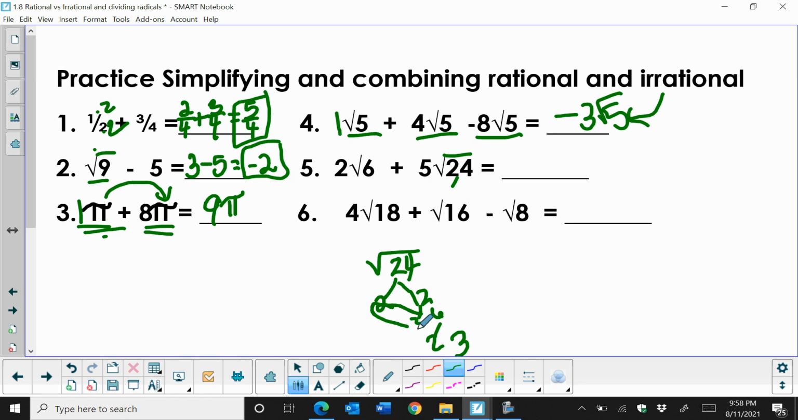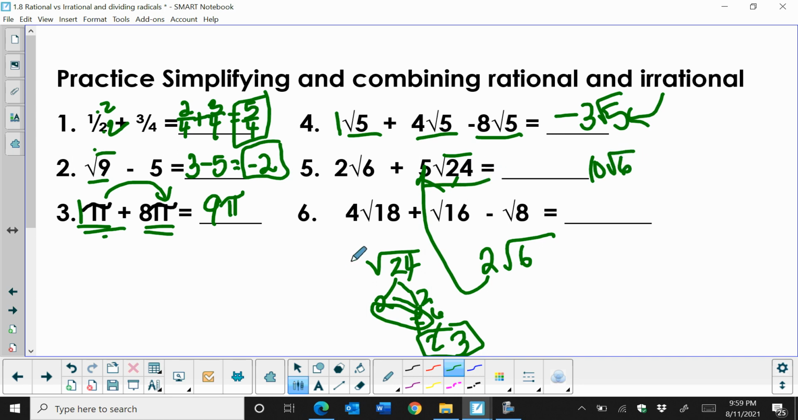We do a jailbreak, the 2 2's pair up, 1 comes out. So we have what's left. We have a 6 left. So if we bring out this 2 and we multiply it times 5, that term is going to be 10 root 6. So I'm simplifying 5, and I probably should have put the 5 here so I'd remember to multiply it. Okay, so that's going to be 10 root 6 plus 2 root 6. So the final answer is 12 root 6.